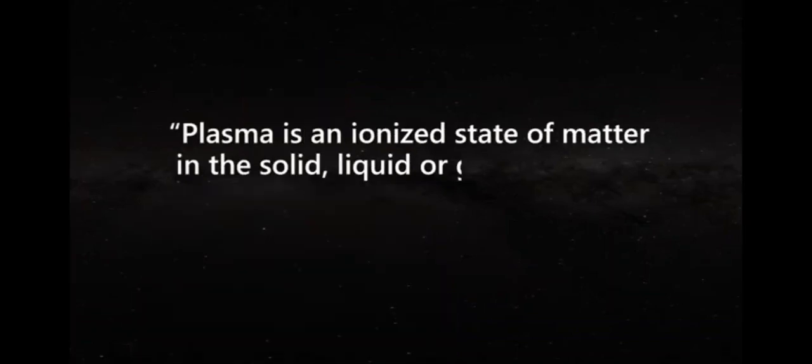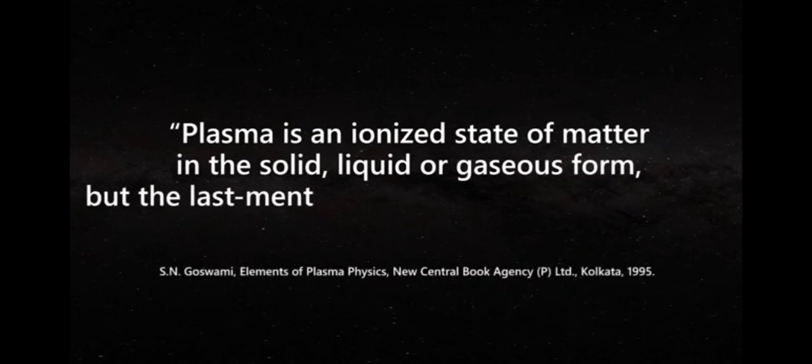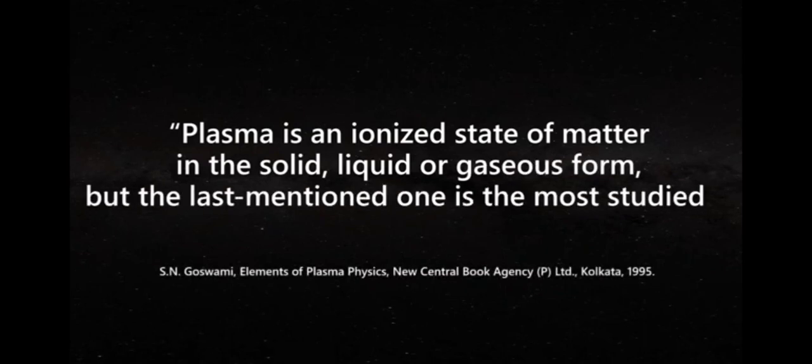Of course, in high school and in college, we learned that there are 4 states of matter: solids, liquids, gases, and plasma. But believe it or not, relative to plasmas, there are actually 3 types. Here is a quote from an advanced text on plasma physics. "Plasma is an ionized state of matter in the solid, liquid, or gaseous form. But the last mentioned one is the most studied." Things do get more complicated in advanced coursework, and that should not surprise anyone.